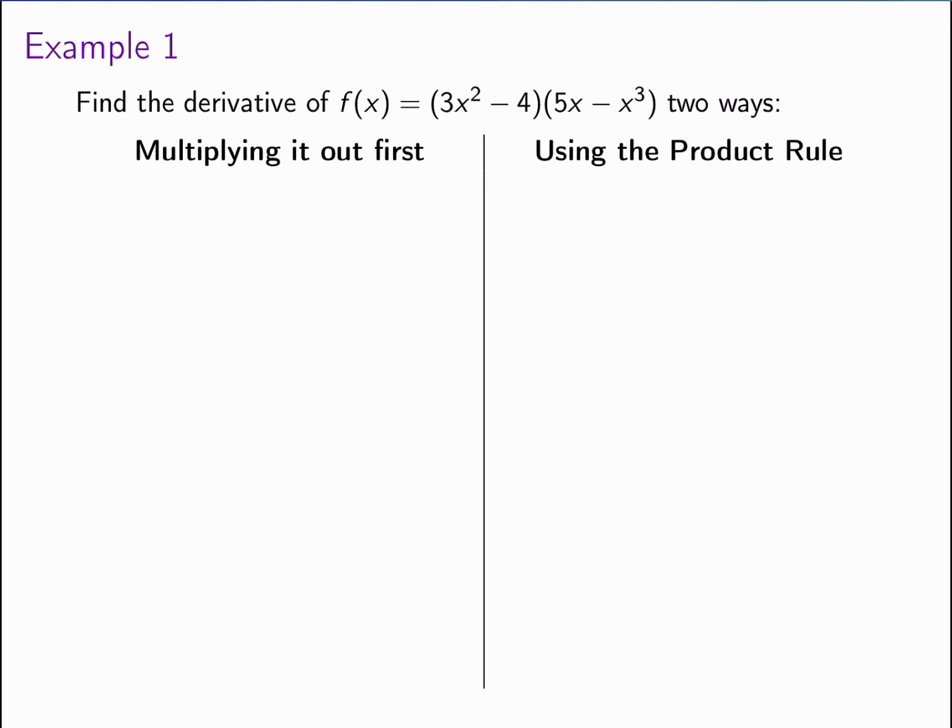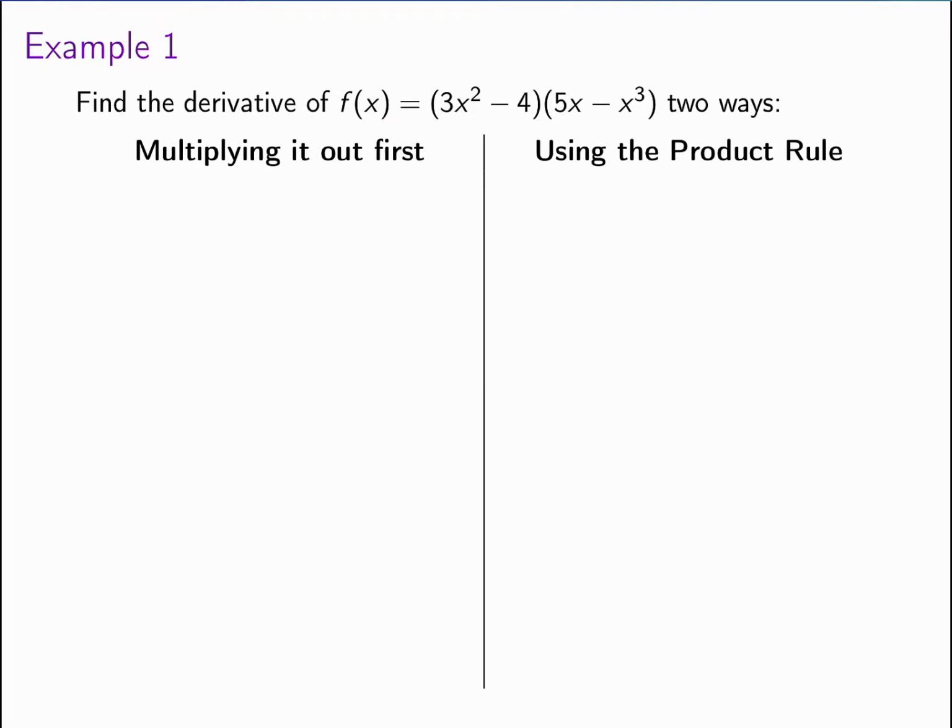All right. On this one, we want to find the derivative of f of x equals 3x squared minus 4 times 5x minus x cubed. And we want to do it two different ways. We want to first multiply it all out, which is a method we could do using the rules we already had before learning the product rule. And then we want to use the product rule. And then we'll check and make sure that we get the same answer either way.